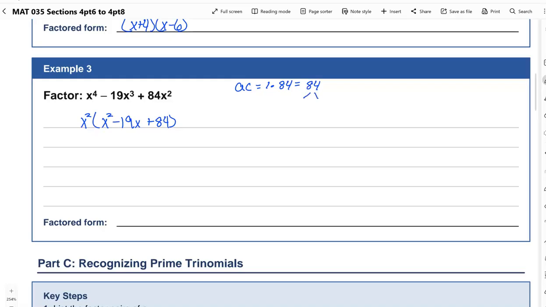And we're going to think about what kind of things can we multiply together to get an 84. So we're going to have 2 and 24, or negative 2 and negative 24. And those are really too far apart. We want a 19 here. So we're just going to keep trying things until we get to that number. So let's see if we can use 7. So we have 7 and 12, or negative 7 and negative 12.